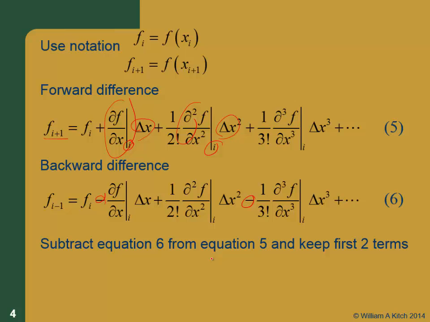So now when I subtract these two equations, I'm going to throw everything away but the first two terms, because I'm an engineer. One term doesn't seem like enough. Two seems pretty good. After that, it sounds like work. So if I throw everything away but the first two terms, I have f sub i plus 1 minus f sub i minus 1 equal to 0, because these two cancel out, plus 2 times the first partial of f with respect to x times delta x, plus this error term on the end. So as long as the error term is small, things are good.